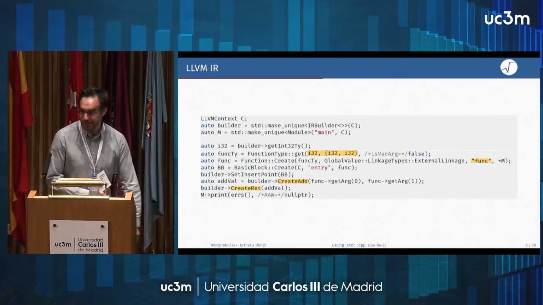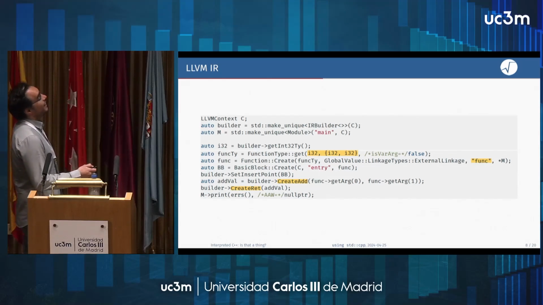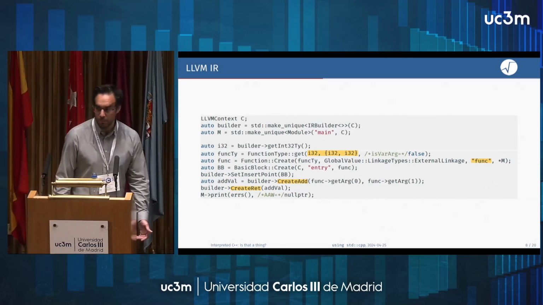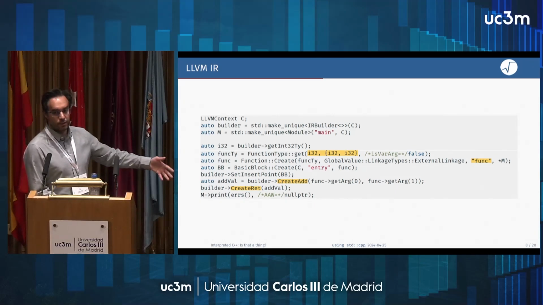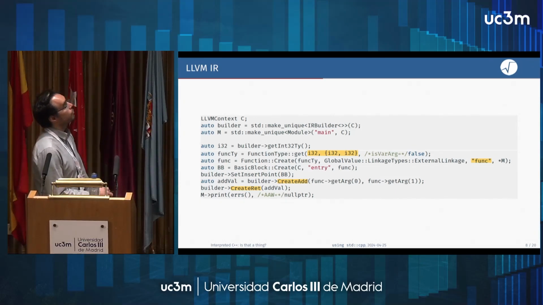Here, this is the first slide with code. Here we basically are creating an LLVM module, which you can think of as a collection of global symbols that might be linked together with some other modules as well. In this module, we are defining a function called func, which takes a couple of 32-bit integers and returns a 32-bit integer. There is a single basic block.